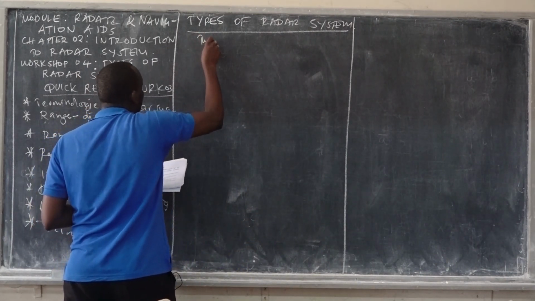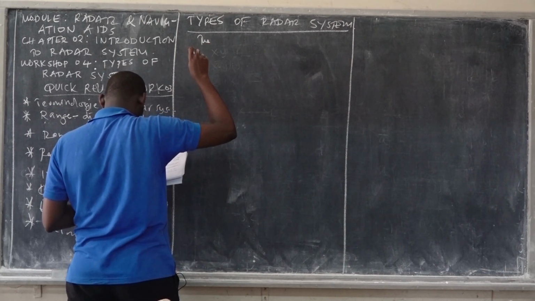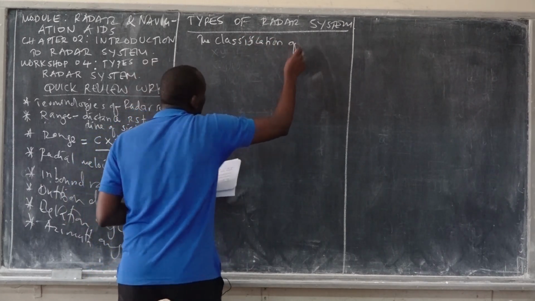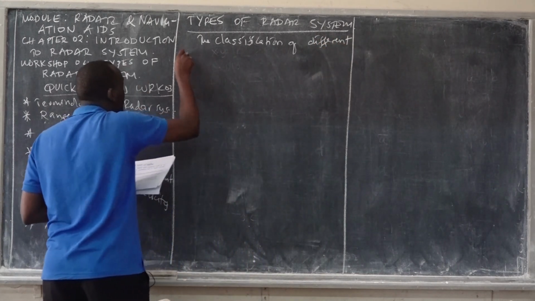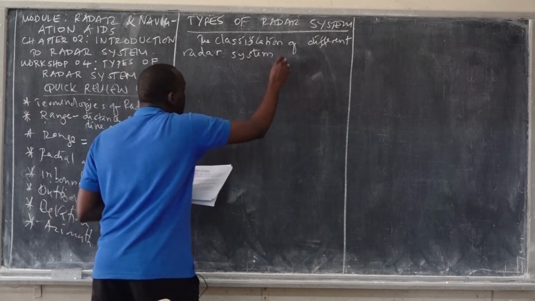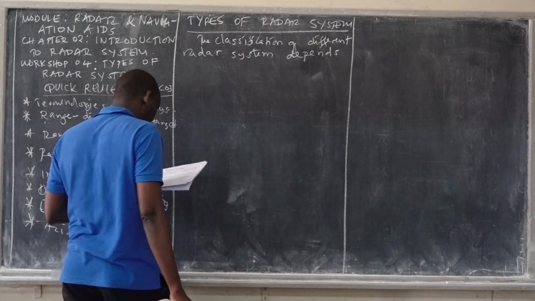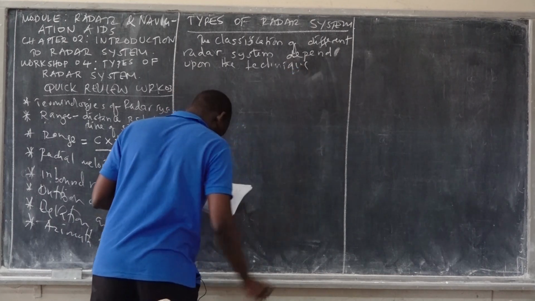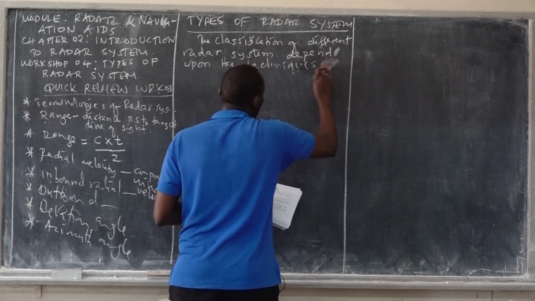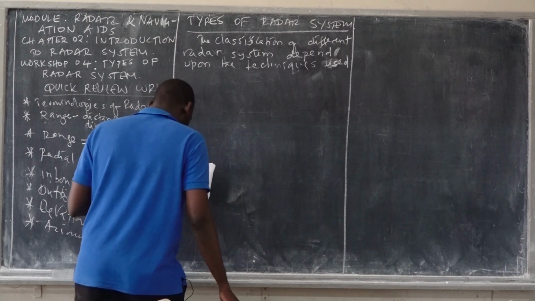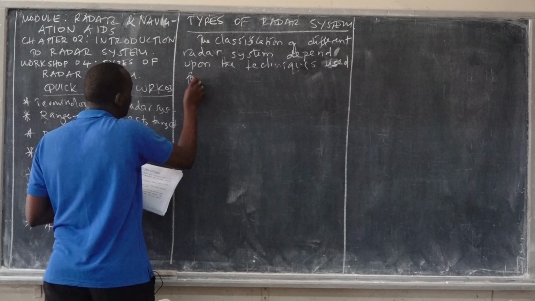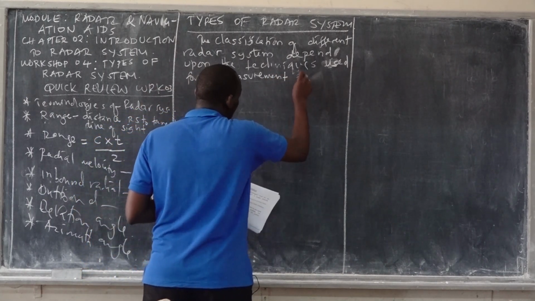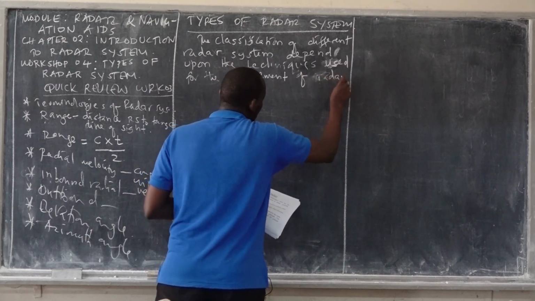Types of radar systems: the classification of different radar systems depends upon the techniques used for the measurement of radar parameters.